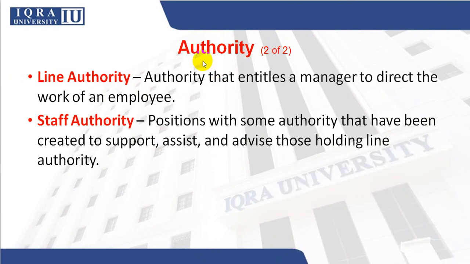Okay, so if I talk about what is authority, we have two types of authority. Number one is line authority, number two is staff authority. What is line authority? Line authority gives rights to the manager to direct the work of an employee. It's the employer and employee relationship. What is staff authority? It's the position with some authority that has been created to support, assist, and advise those holding line authority.